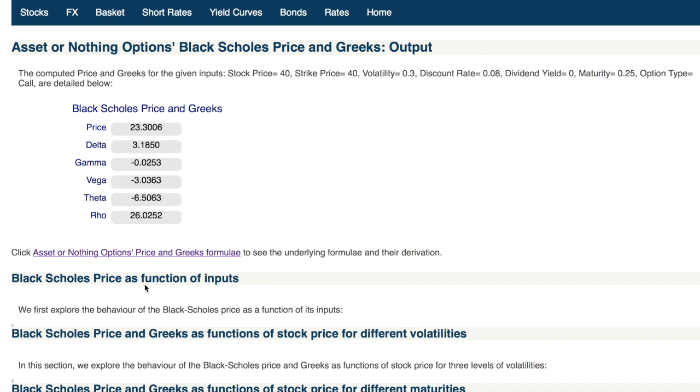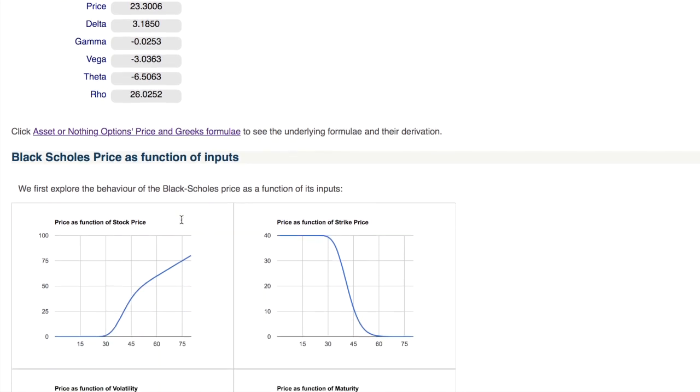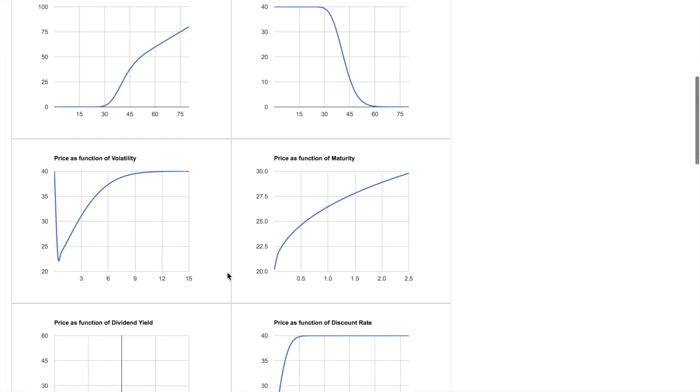The first part is the same output we saw before, but now we have added visuals to the output. The first new section shows how the price changes with each of the inputs. We see that the option price increases as the stock price increases, because this is a call option, which pays when the stock price is higher than the strike, so it makes sense that the price goes up with the underlying price. The remaining graphs in this section can be interpreted in a similar way.